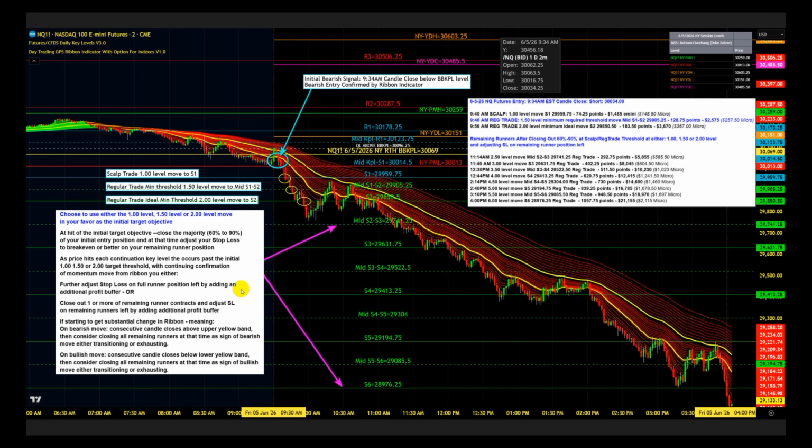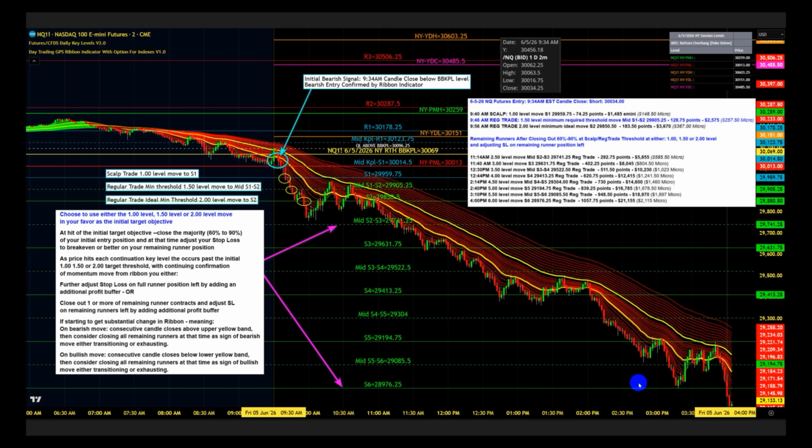Continue holding the entire runner position while progressively raising your stop loss, locking in additional profits as each new level is reached, or scale out of the runner position incrementally by closing one or more contracts at successive key levels while continuing to raise the stop loss on any remaining contracts, locking in additional profits as each new level is reached.